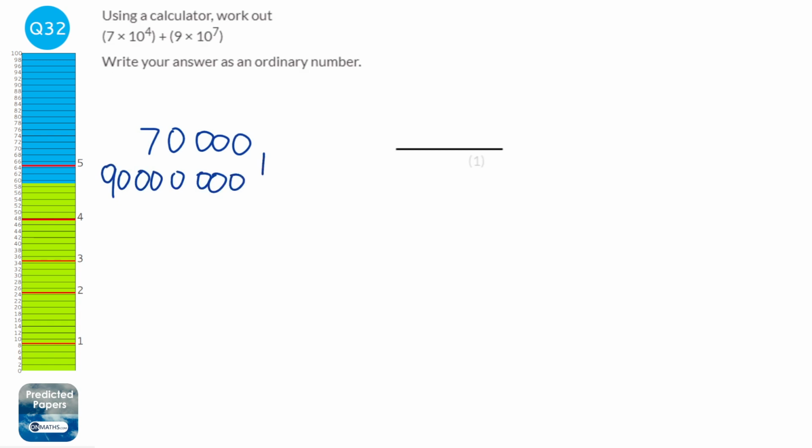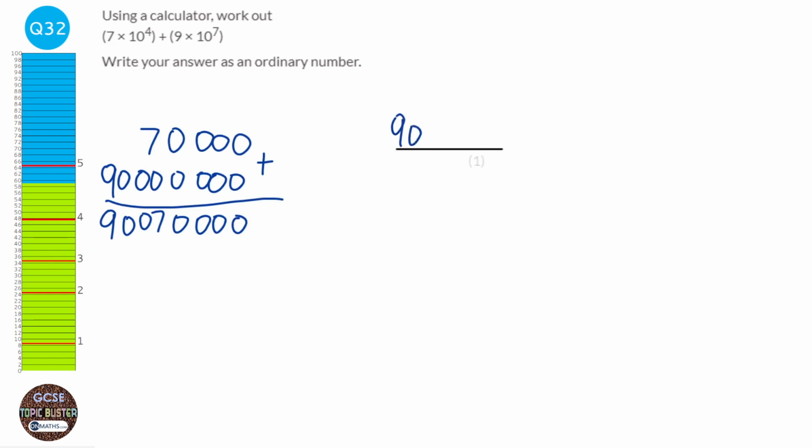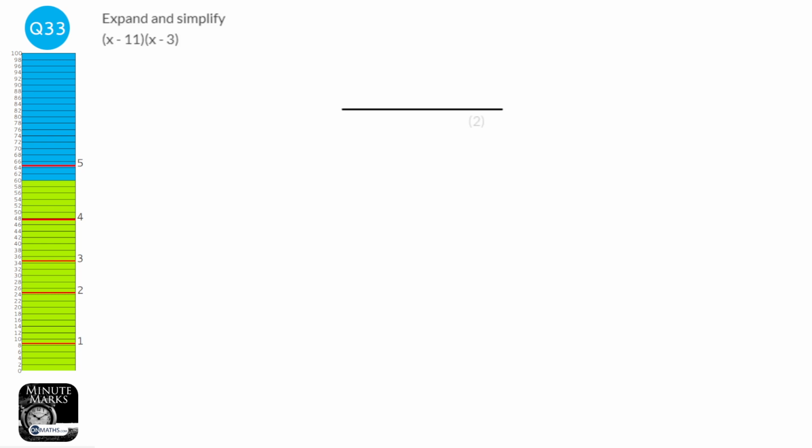And so when you add them together, you get 9007000. Now if you have access to a calculator, if this is on the calculator paper, then you can just type it into your calculator. Some people think there's a quick way of doing this, like adding the 7 and the 9. There isn't. You've just got to work out what this number is, work out what this number is, and add them together.